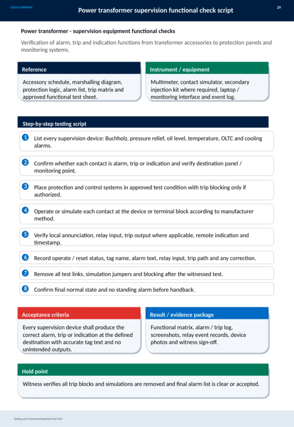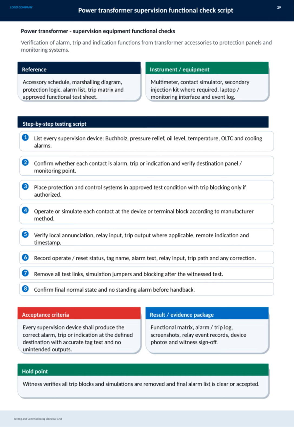On this slide, we focus on the functional check script for power transformer supervision during testing and commissioning of the electrical grid. The key task here is verifying the alarm, trip, and indication functions from the transformer accessories all the way to the protection panels and monitoring systems. To do this, we reference critical documents like the accessory schedule, marshalling diagram, protection logic, alarm list, trip matrix, and the approved functional test sheet. For the equipment, we use tools such as a multimeter, contact simulator, secondary injection kit, and a laptop or monitoring interface to access event logs.